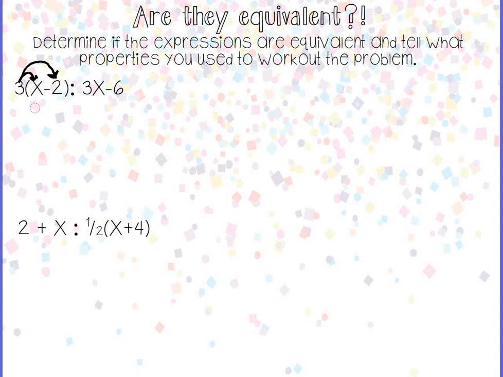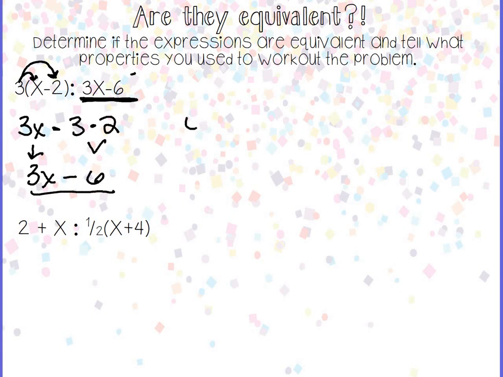Now we've been kind of taking back the distribution. Now we're actually going to distribute it. So we have 3 times x, because we distribute the 3 and the x, minus 3 times 2. Okay, and we're trying to see if it equals the 3x minus 6. Well, 3x would stay the same. 3 times 2 would give us 6. So here we can say that yes, they are equivalent.